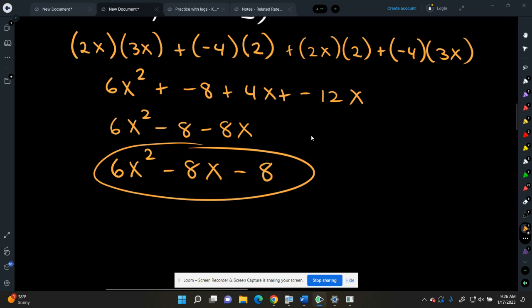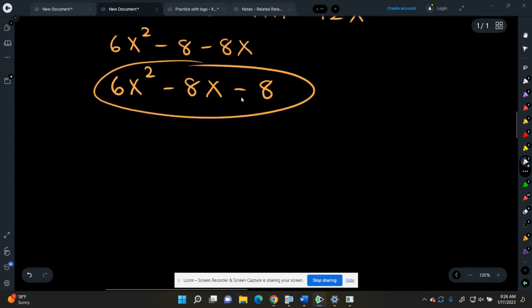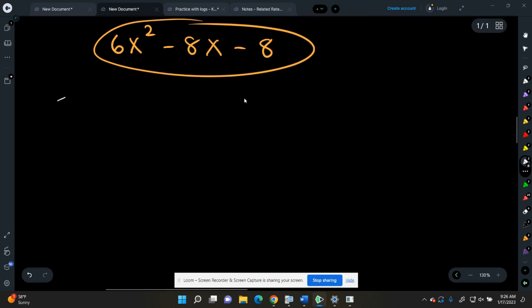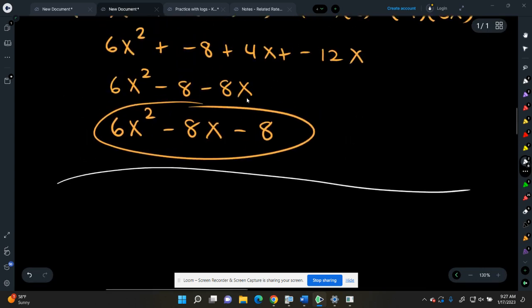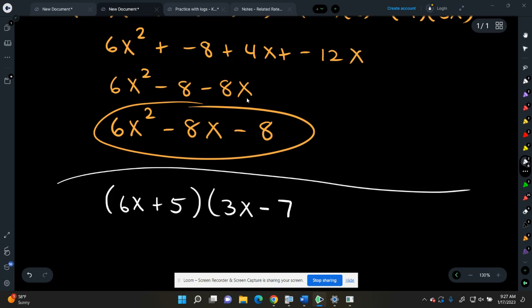Okay, let's try another one. Did I move off of that too fast? Okay, let's do 6x plus 5 times 3x minus 7.